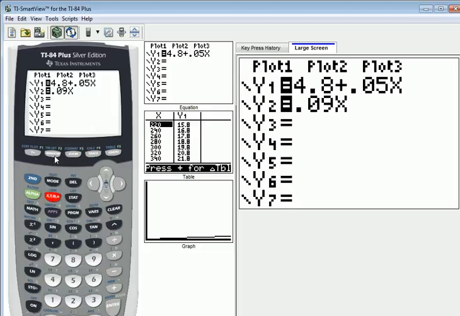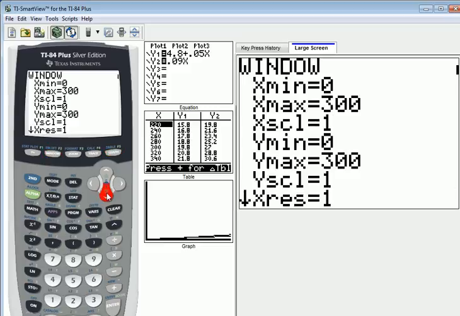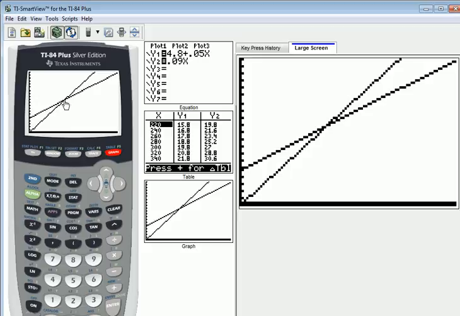Now, my window needs to change. Well, maybe, let's take a look. Yeah, my window needs to change. See how squished it looks down here? My y's didn't get very big. So my y's don't need to go up to 300. This cost on my chart maxed out at 1620. So I'm going to let it just go up to 20. And let's see if it's a better view. Oh, now that's a beautiful graph. So I can see that the intercept here.